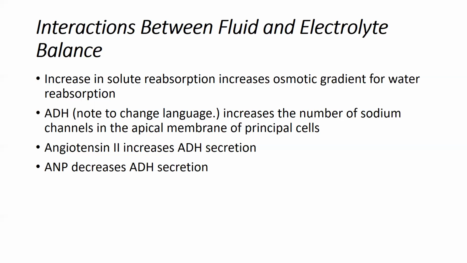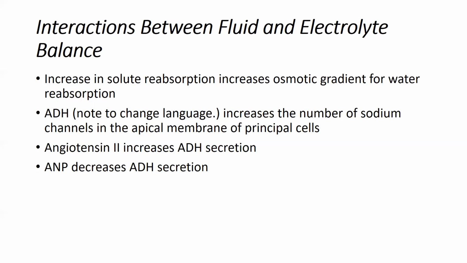Angiotensin 2 increases ADH secretion. We spoke about the renin-angiotensin-aldosterone system that also increases ADH. So that angiotensin 2 did two things. It had two jobs. One was to activate aldosterone. The second was also the activation of ADH. So that angiotensin 2 had a twofold effect on the kidneys.